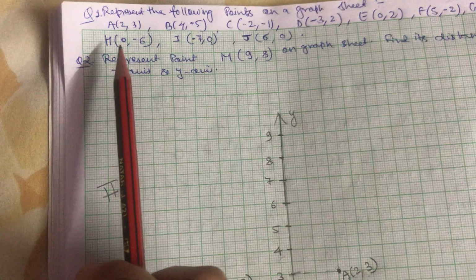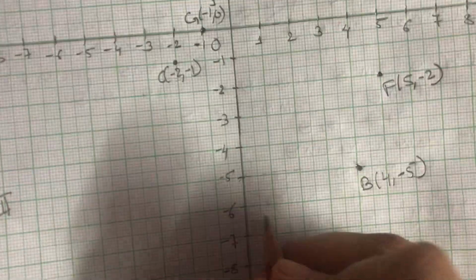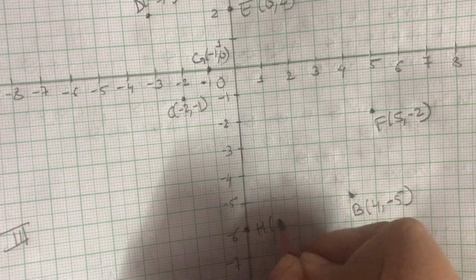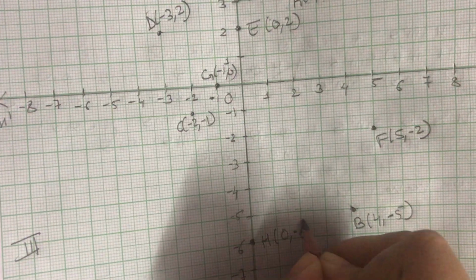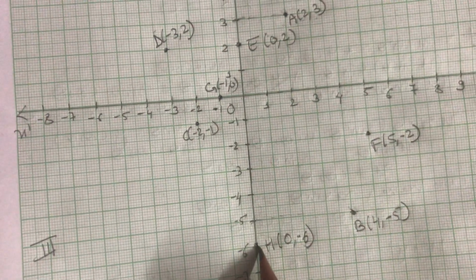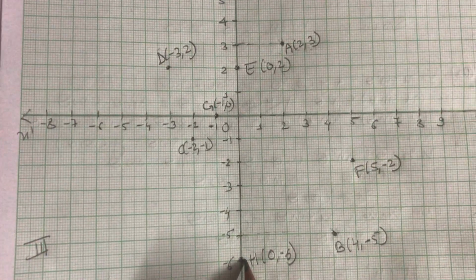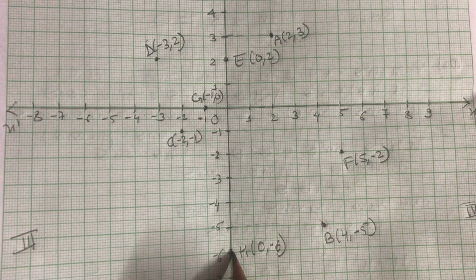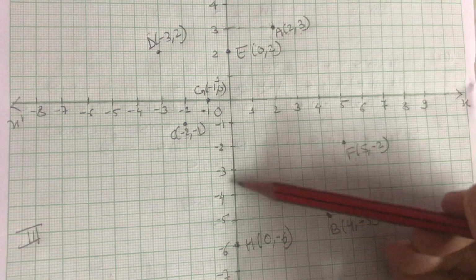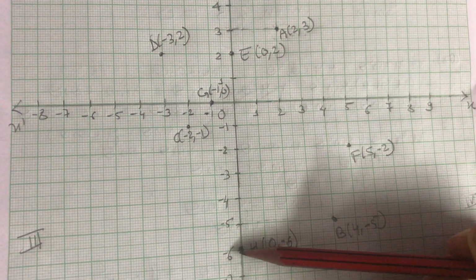The next is x is 0, y is minus 6. So this is my point H, where x is 0 and y is minus 6. Here x is 0, as you can see. So what is the distance of H from the x-axis? From the x-axis, what is the distance of this point? So this is my x-axis. The distance is 1, 2, 3, 4, 5, 6, 6 units. And what is the distance of this point from the y-axis?